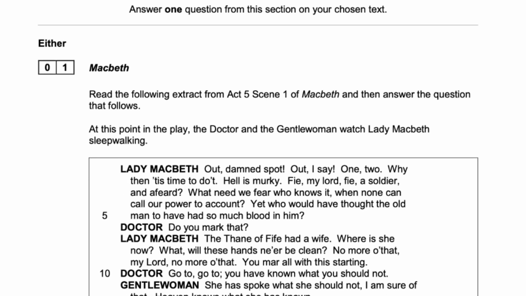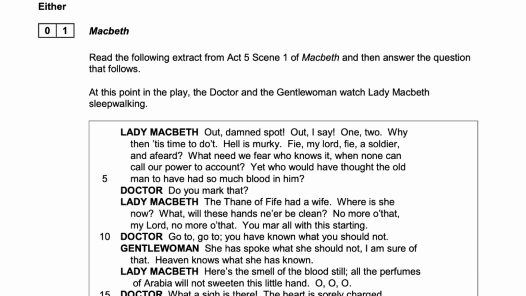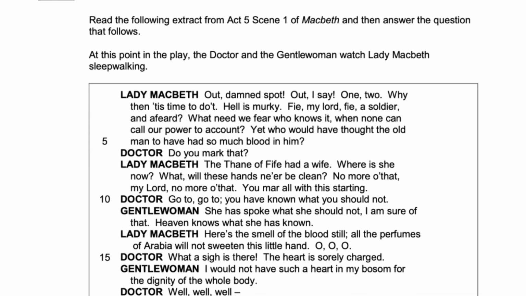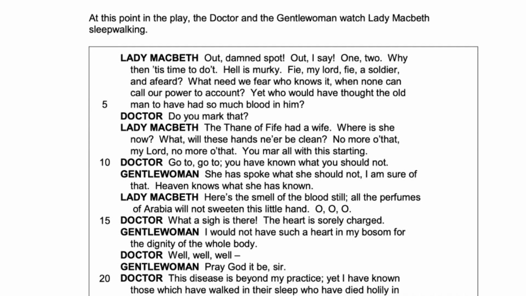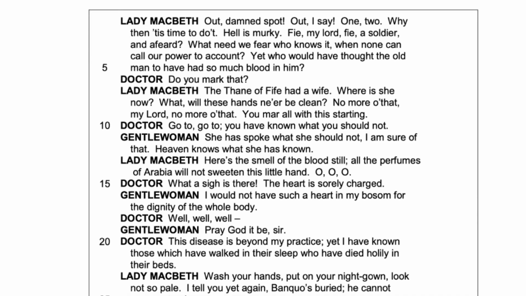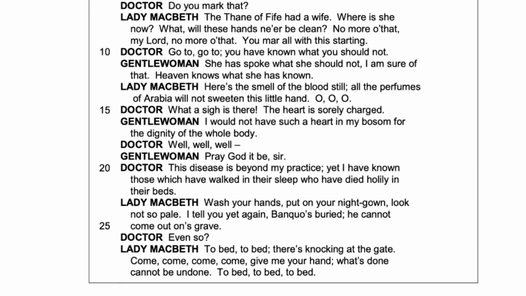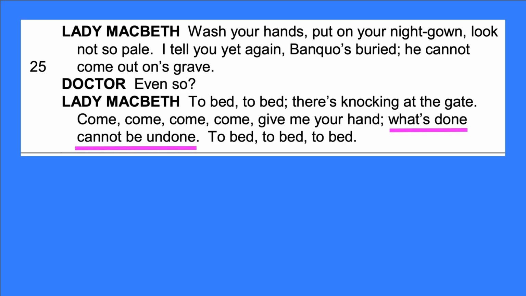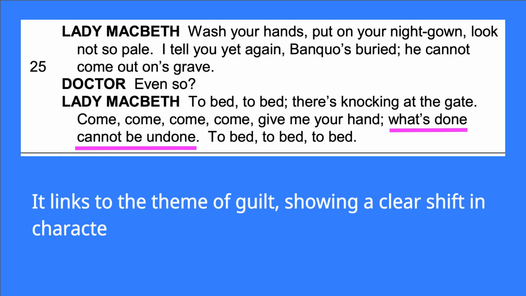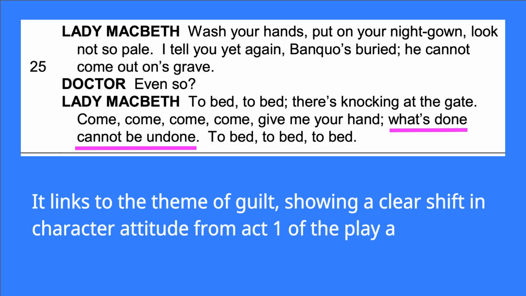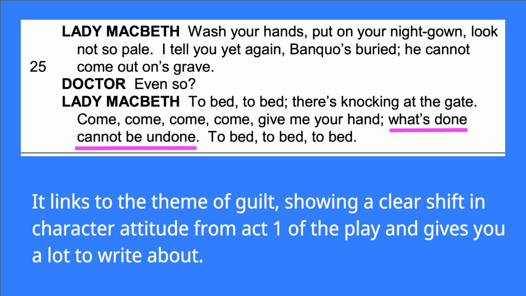Going back to the example extract, once you've highlighted the key language in the question itself, read through your extract and select evidence which is relevant to the topic of the question. Make sure you select references which you have a confident understanding of and which connect to specific techniques which can be used to analyse in depth. Taking this example, which is the scene where Lady Macbeth sleepwalks, the quote, "What's done cannot be undone," would be a good choice since it links to the theme of guilt, showing a clear shift in character attitude from Act 1 of the play, and gives you a lot to write about.